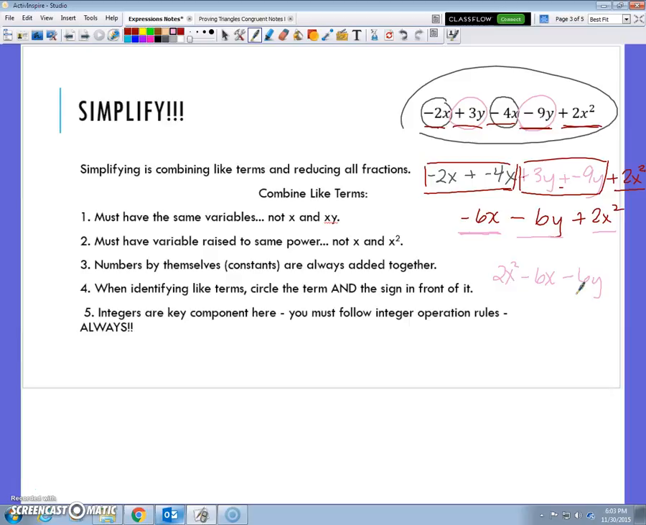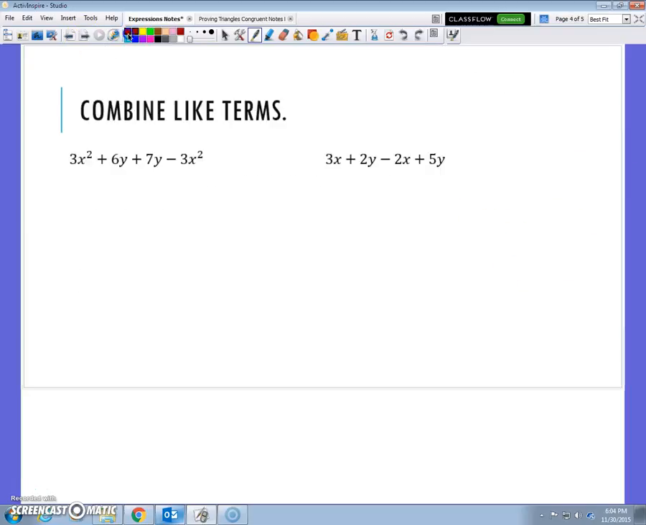We're going to do several of these because that might have been a little confusing. Let's take a look at another one here. In this case, I want you to circle basically what the like terms are. I see an x squared here and an x squared in here, and those are the exact same variables, the exact same exponents. I'm going to circle that. I'm going to make sure I circle the sign with it as well. Okay, so that negative 3 stays with the x squared.